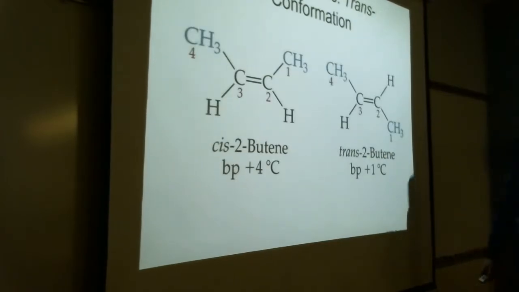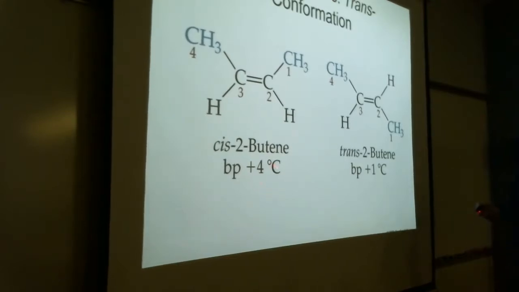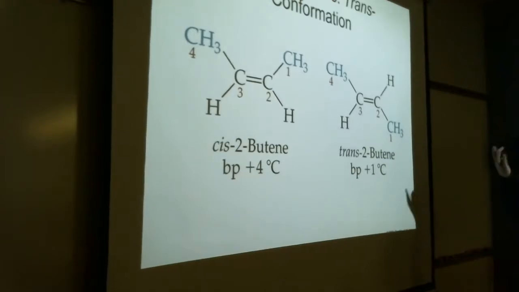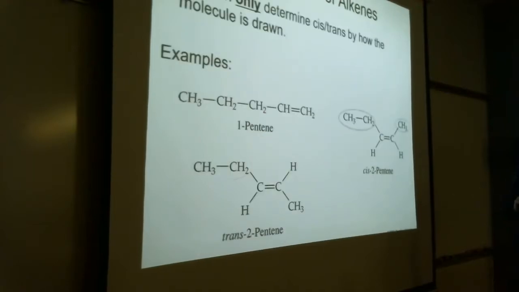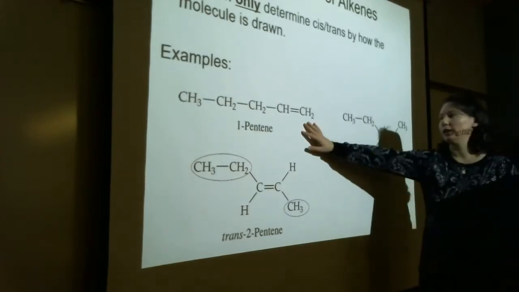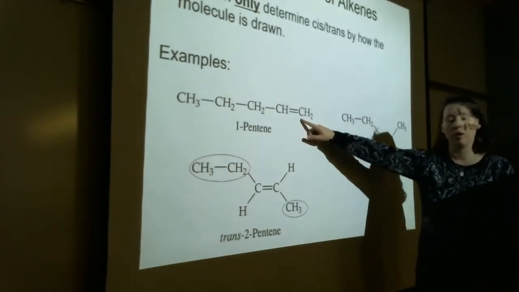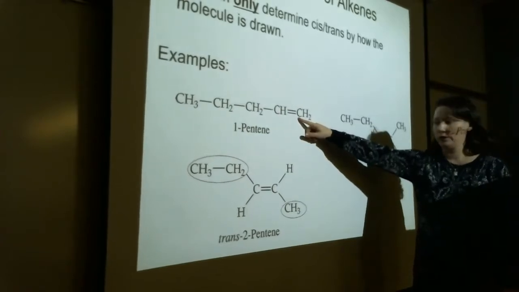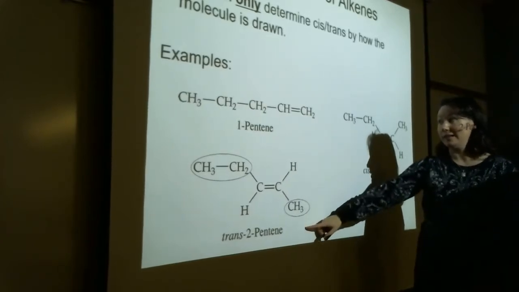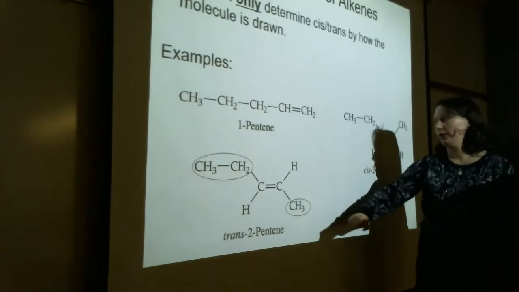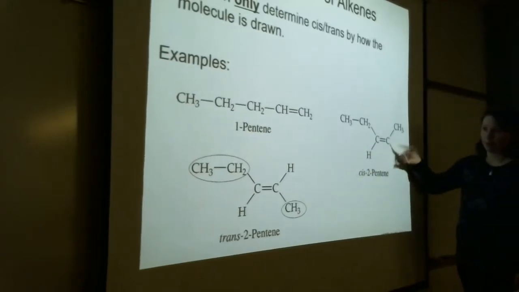Okay. Right, so here's boiling point data. There's the cis boiling point of +4, +1, right? They're both gases at room temperature, but if you get to a low enough temperature, you could separate them based on boiling point. And again, you can only determine this based on how it's drawn. If I gave you this, the name's just 1-pentene, right? Because I haven't drawn it in such a way to show cis or trans. But if I gave you something like this, well, now I can tell cis and trans.